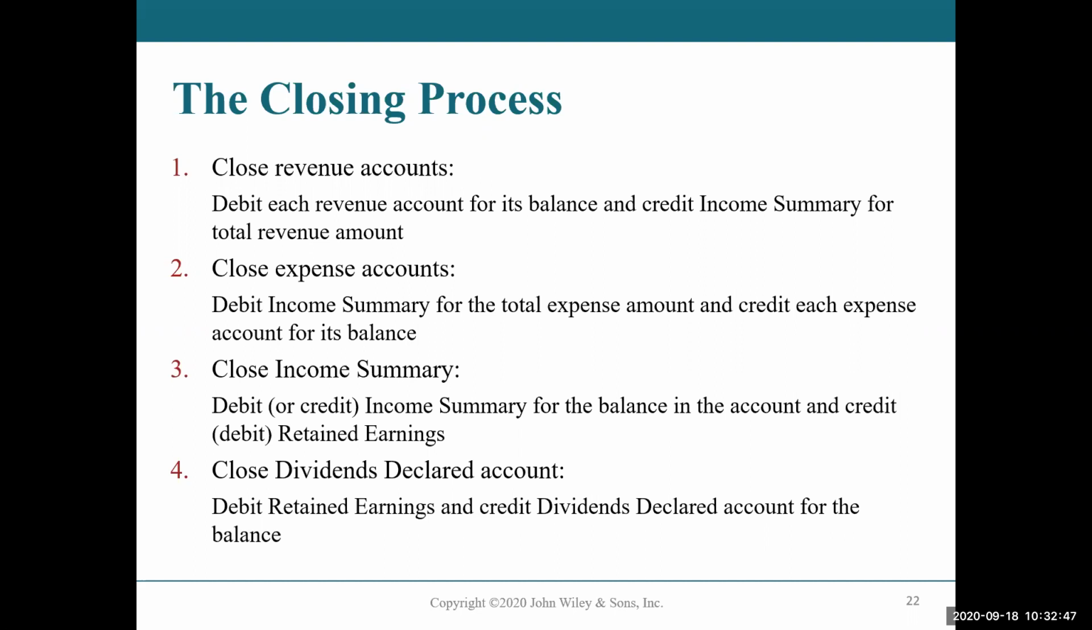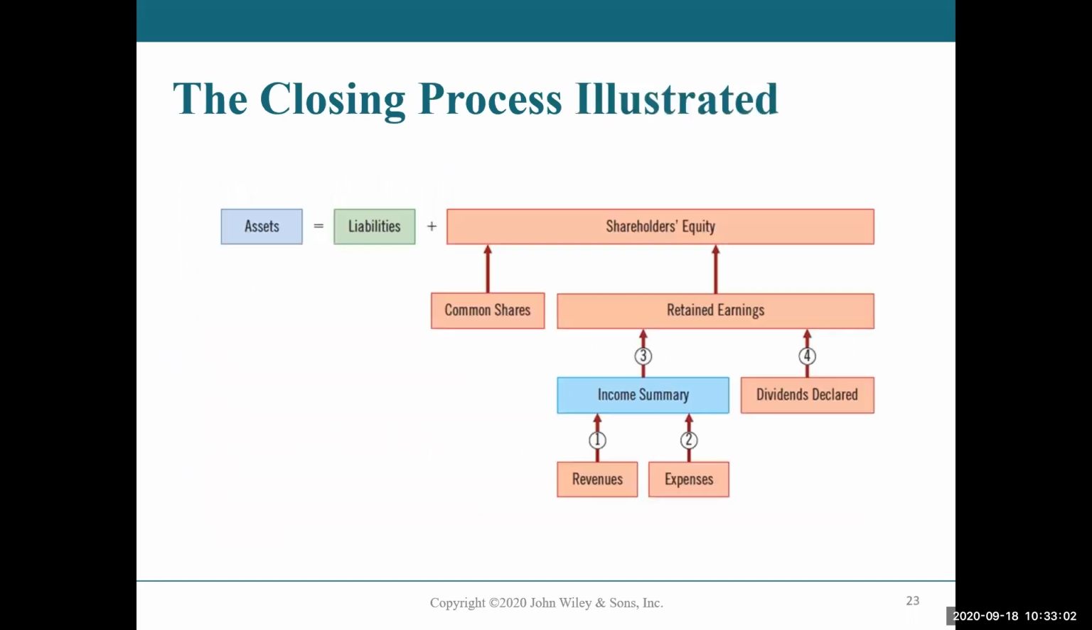Now, the normal balance for retained earnings account is a credit. So if you are debiting retained earnings, it means you are reducing the balance in that account because it's paid out in forms of dividend. Once you book this 4-step process, then your closing process is done.